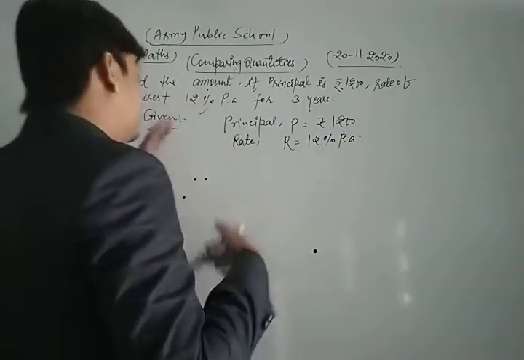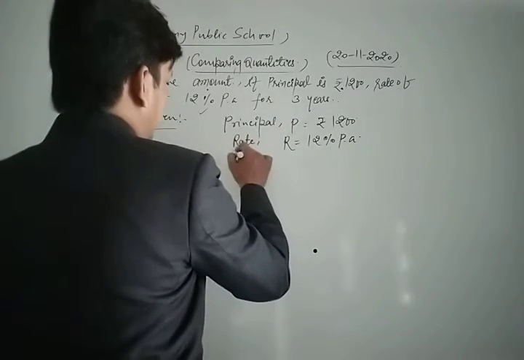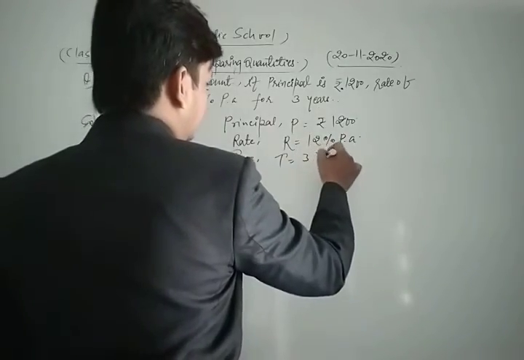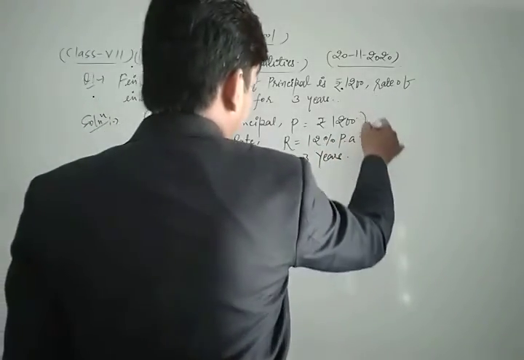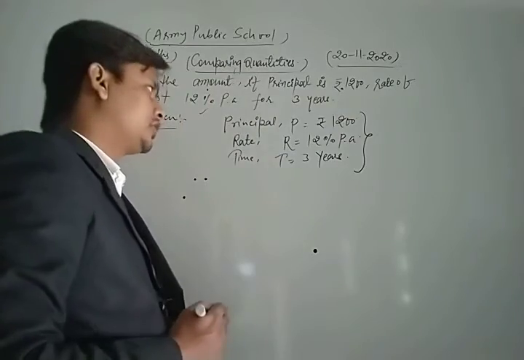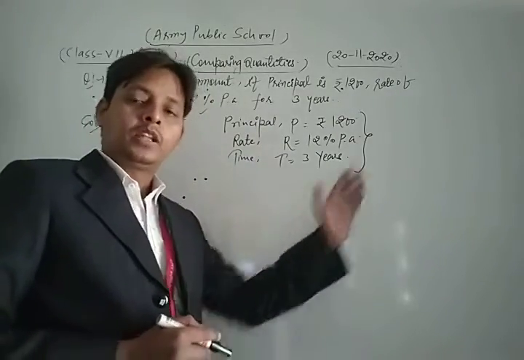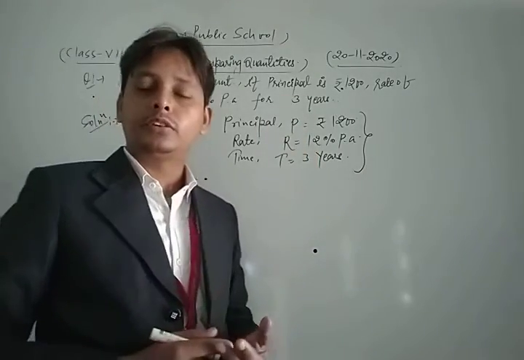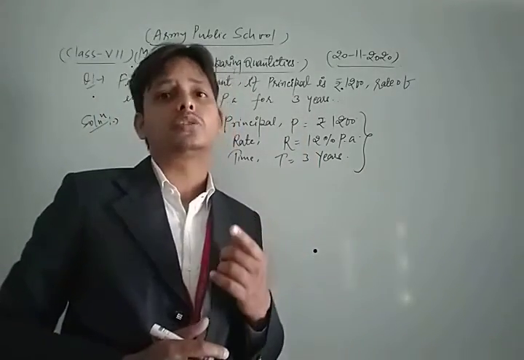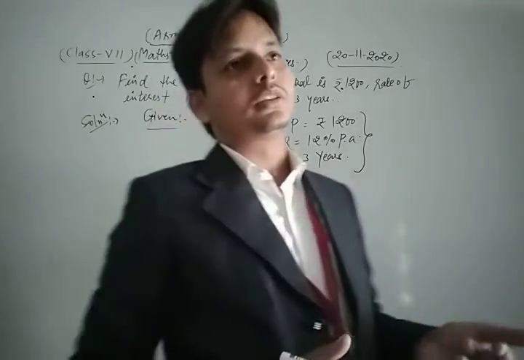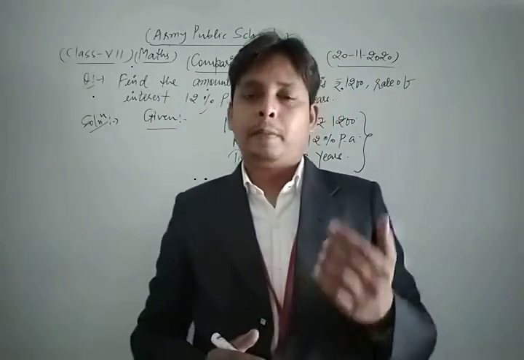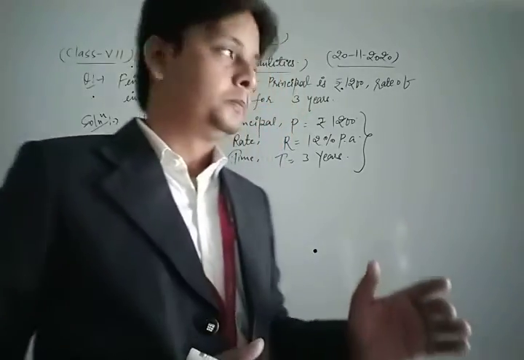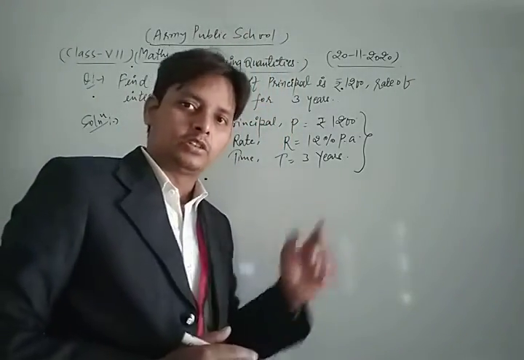12% per annum is the rate of interest, and time will be 3 years. These are the very important information in our question. Therefore, in finding the amount on the rupees 1200, first of all we find the simple interest, because the general formula for the amount is Principal plus simple interest. So first of all we find the value of the simple interest on that amount.